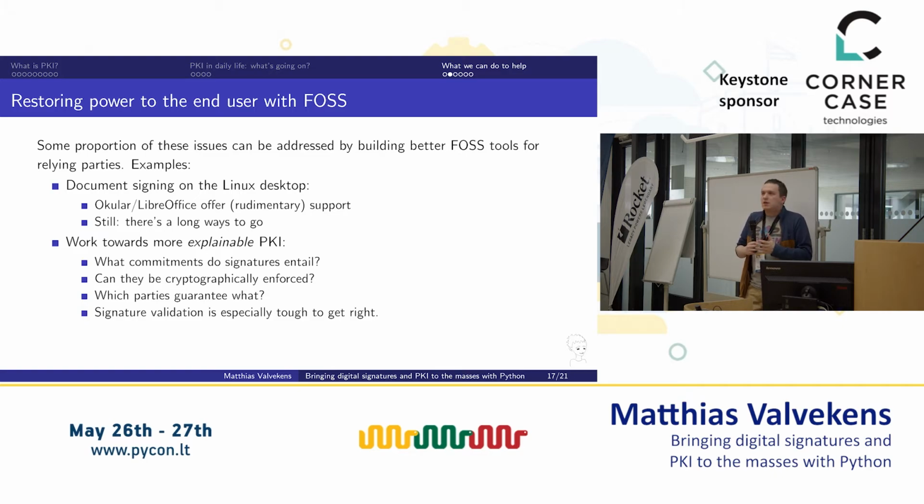So a number of obvious examples here. Document signing on the Linux desktop, the state of that is pretty poor, unfortunately. There is very rudimentary support in Okular and LibreOffice Writer. I mean, good job, really, I mean it, but it's just not there yet. Mostly on the validation end, there are too many asterisks, let me put it that way. Again, catch me in the hallway if you want to hear me rant about this for even longer.